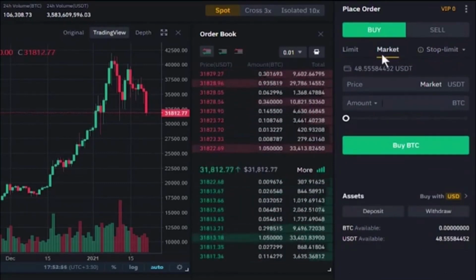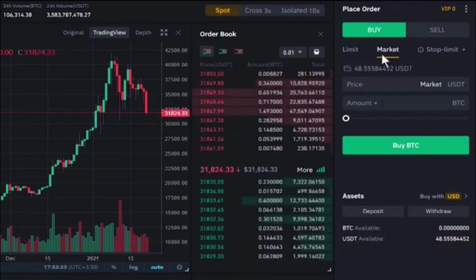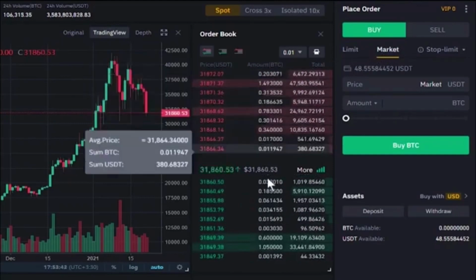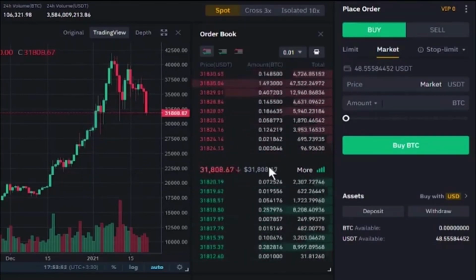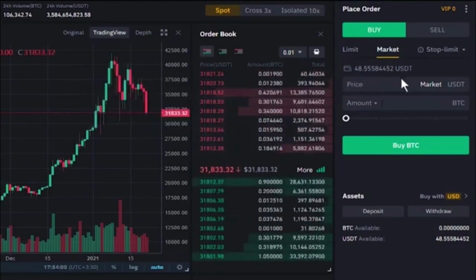What does this mean? This means that your buy or sell order will be executed instantly with the best available price here in pending orders in order book that are previously placed by other traders. So by the help of market order, you buy or sell at the current market price. Alright, let's place a market order and see how it works.